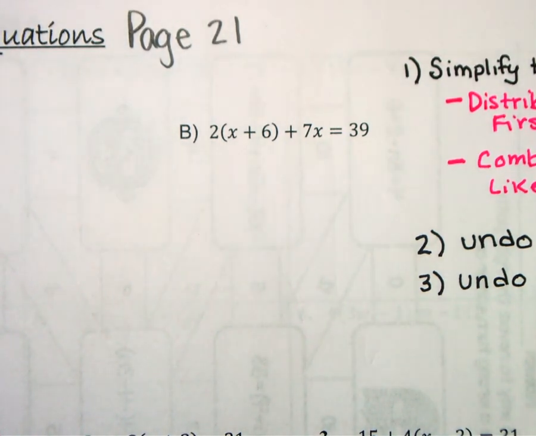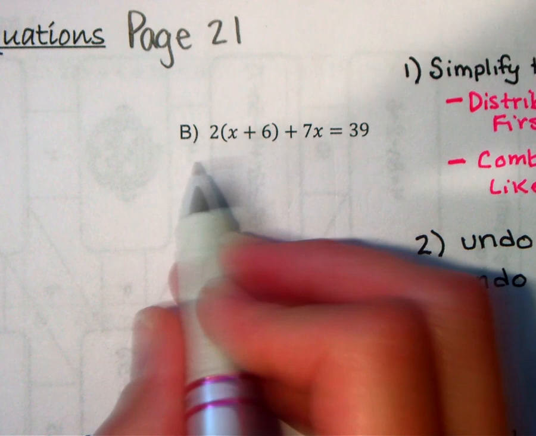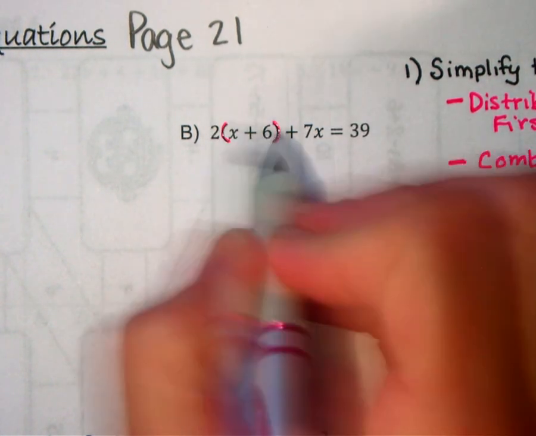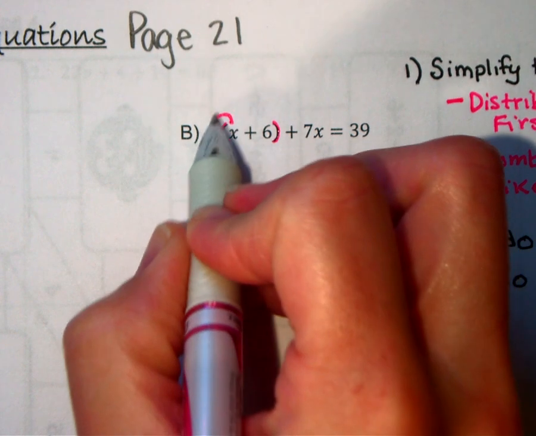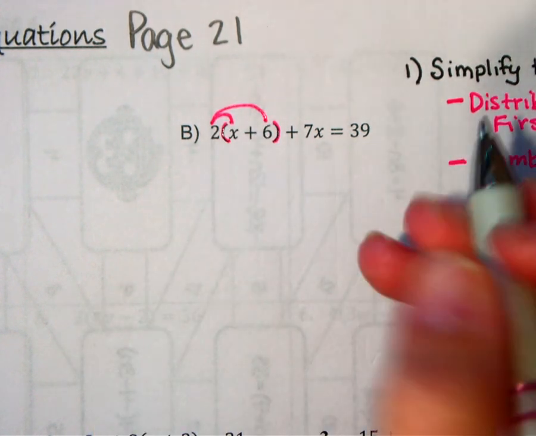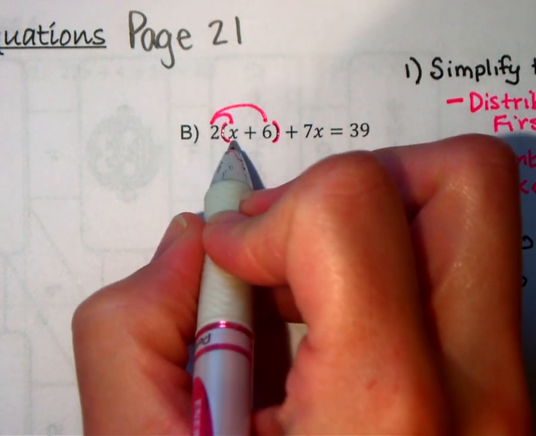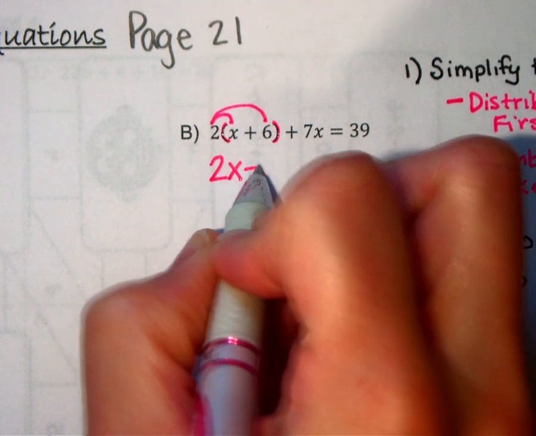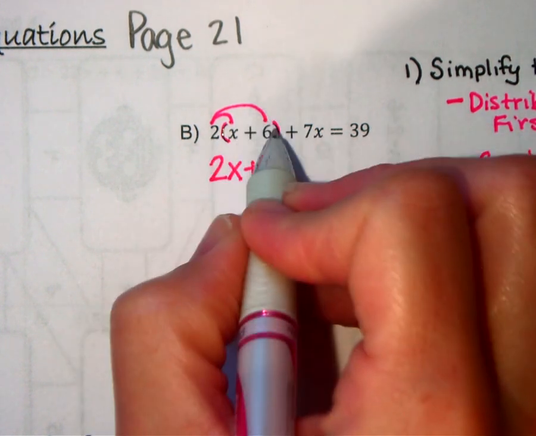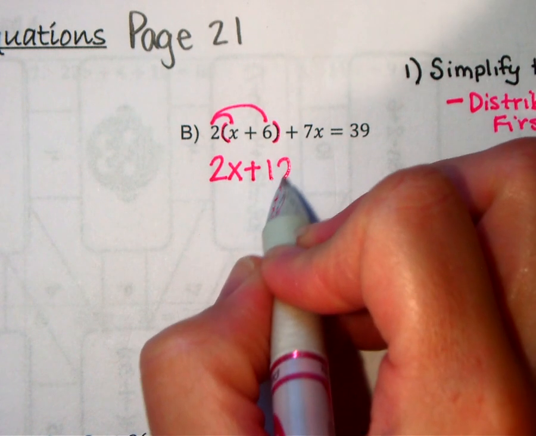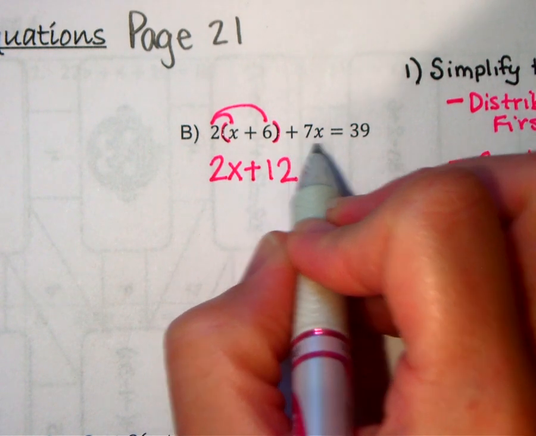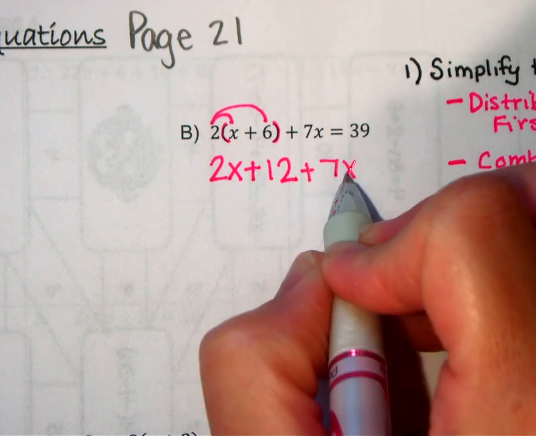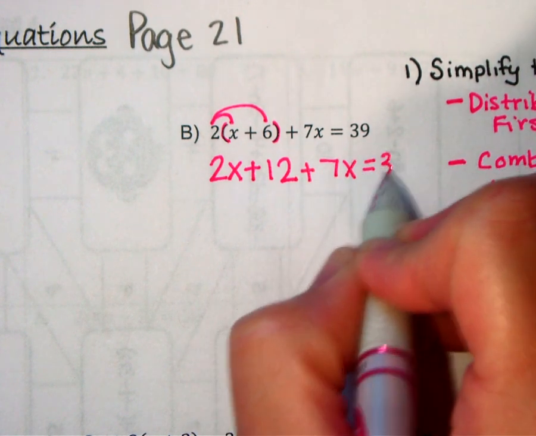Okay, so again, I'm going to start from left to right, just writing in my next step, but I notice these parentheses, so I know I'm going to have to multiply this 2 into the parentheses to get rid of the parentheses. So 2 times x is 2x plus 2 times 6 is 12. Continue on with plus 7x equals 39.